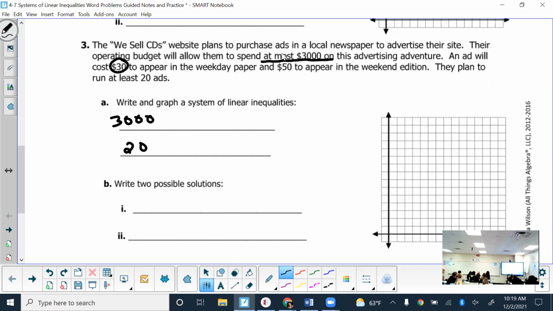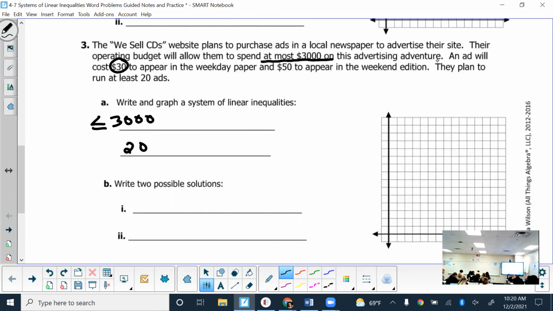If I have to spend at most 3,000, can I spend greater than 3,000? Can I spend less than 3,000? Good. And can I spend exactly 3,000? So less than or equal to is the sign. Again, I don't memorize them. I just put things there and see if they make sense. So if at most I can spend is $3,000, whatever goes here should be smaller.